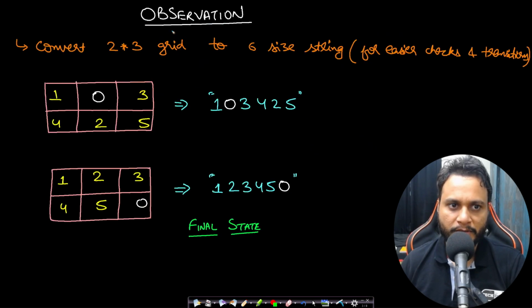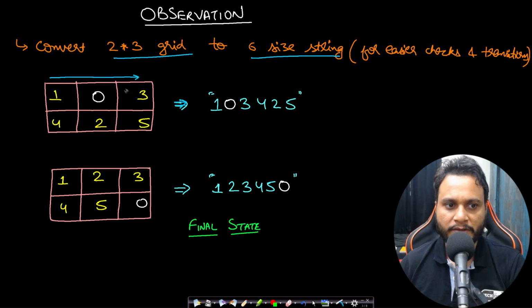Now in order to solve this, we will look at some observations. The first observation is we will convert the 2x3 grid into a 6 size string. This is called flattening, and we will flatten it for easier comparison of the state, and the state transitions will be easier as well. You will understand it by the end of the solution. We are just traversing row wise. First you traverse the first row, then the second row, and flatten it in the form of a string. So this is the flattened string.